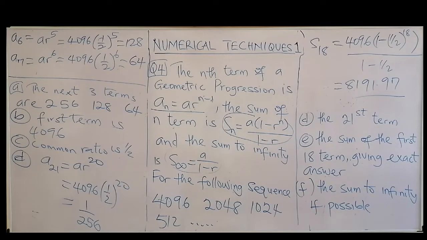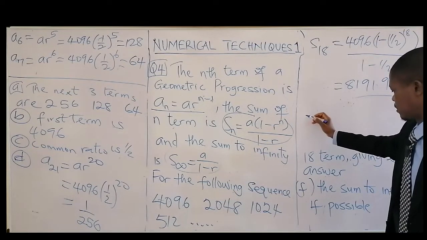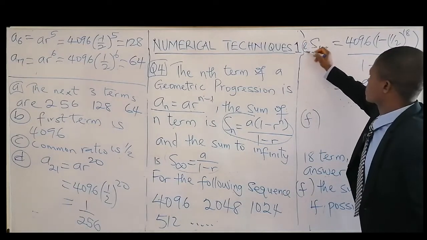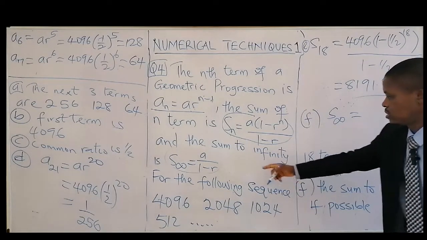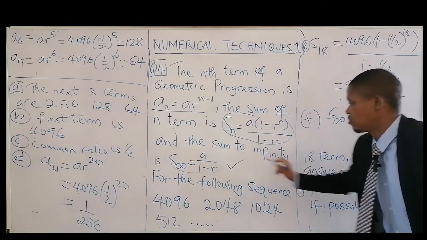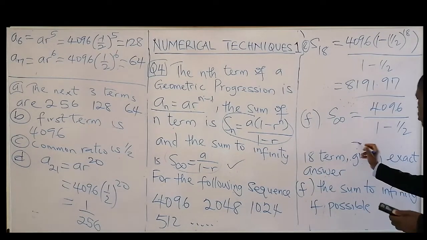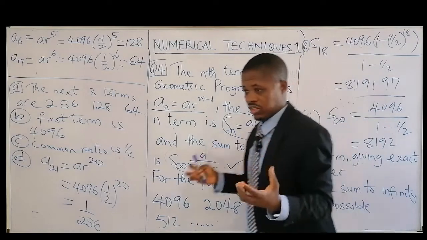Okay, and sum to infinity. The last question, that's F, and this was E. The F, sum to infinity. We have the formula given. So A, 4096, over 1 minus the common ratio. And that will be equal to 8192. So that's it on this question on geometrical progression.